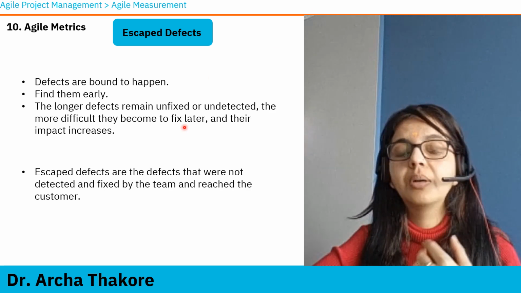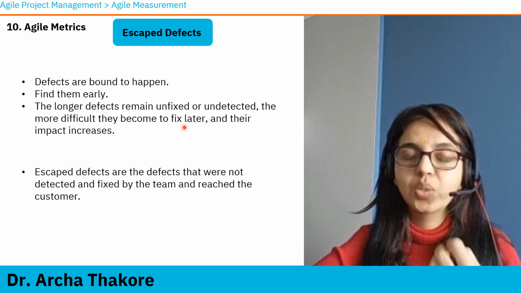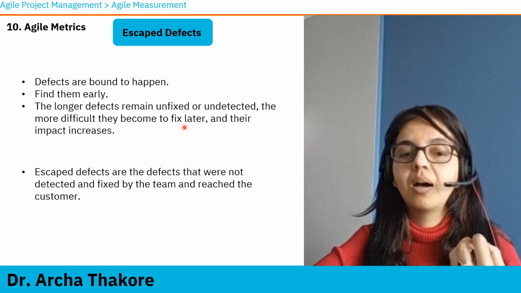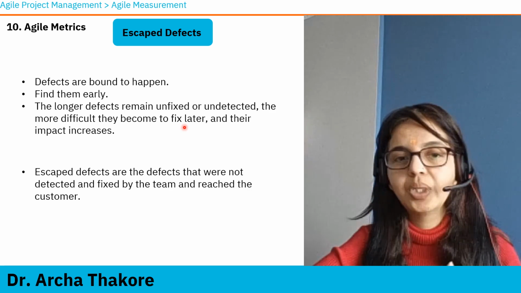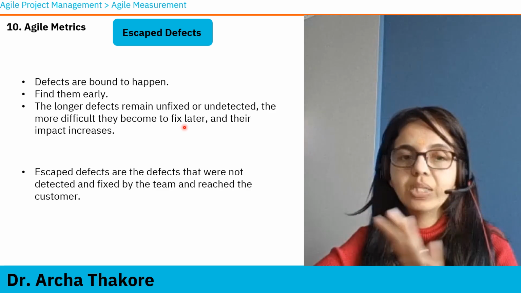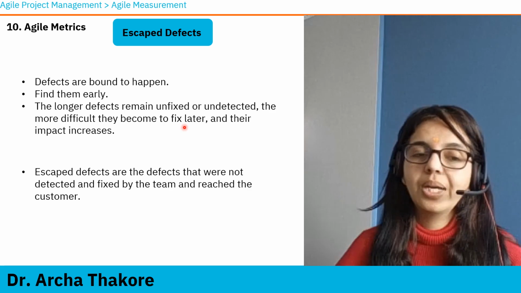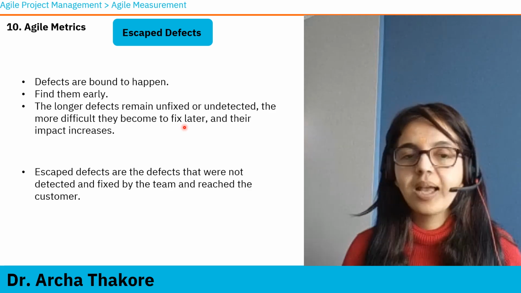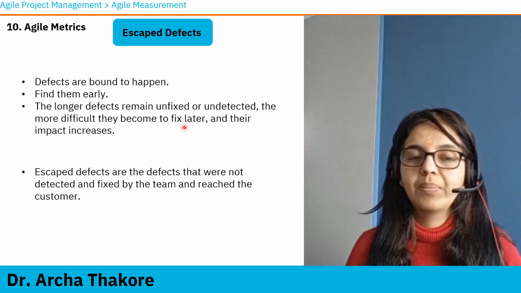Okay, so the point here is that the team needs to make that quality approach inbuilt in their project so defects are detected early. So that's all that you need to know in agile metrics, and we will meet in the next chapter.